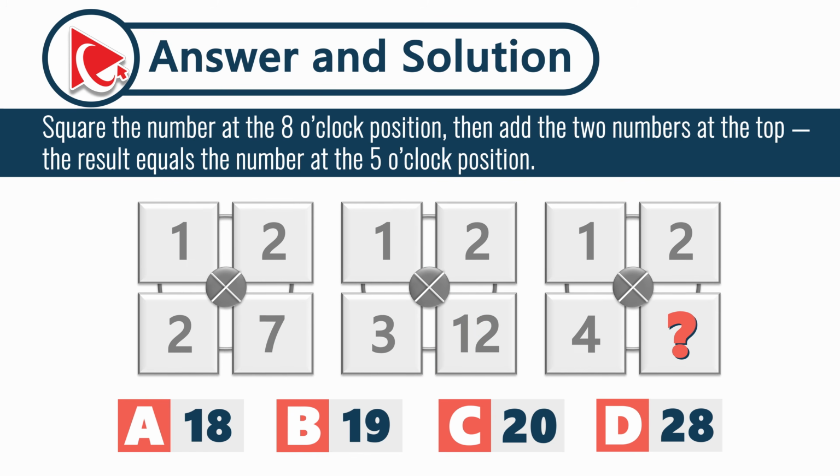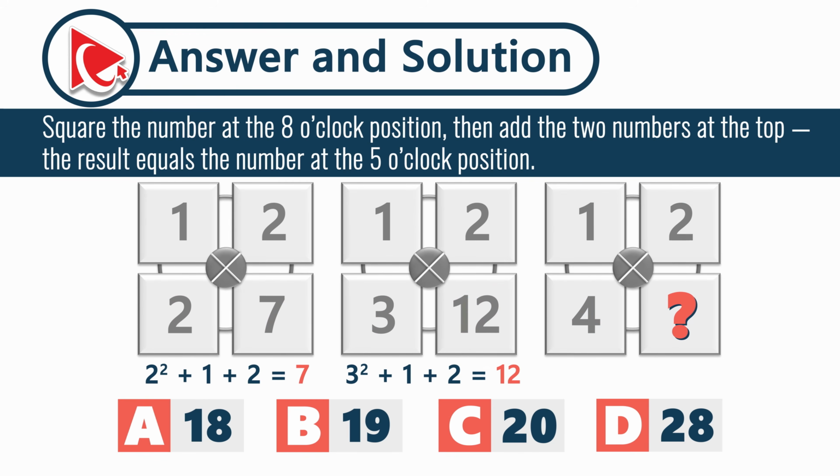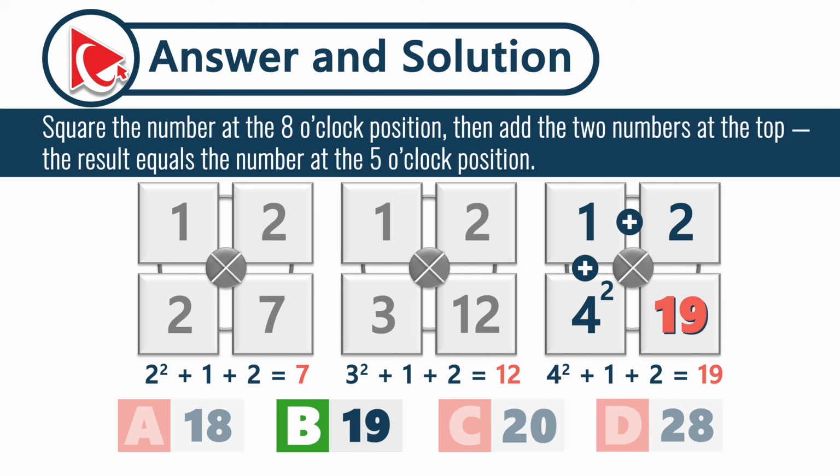If you look at the original question, you can notice some interesting patterns. Number at 8 o'clock position increases by 1. You see numbers 2, 3, and 4. Numbers at the top stay the same, 1 and 2 in all 3 shapes. And you can reasonably suspect that the number at the 5 o'clock position would increase by 5: 7, 12, and then would be 17. Guess what? It's not one of the existing choices. So what is the right answer? 4 squared plus 1 plus 2 equals 19. And the correct answer here is choice B, 19.